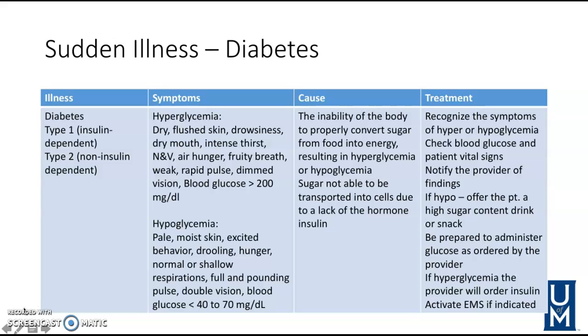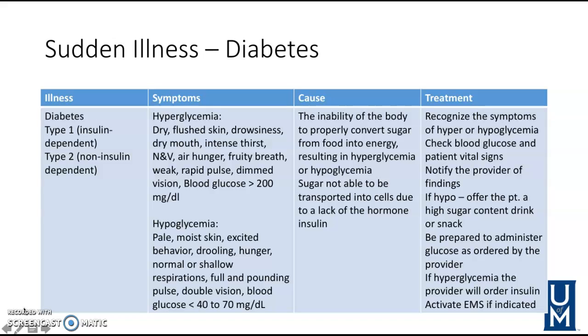And then with hypoglycemia, this is when the blood sugar is too low, so you're going to need to elevate that blood sugar. With those symptoms, the patient may be pale and have moist skin. They may be nervous or excited and have excited behavior. They're going to be really hungry. They may have a full and pounding pulse and even double vision.